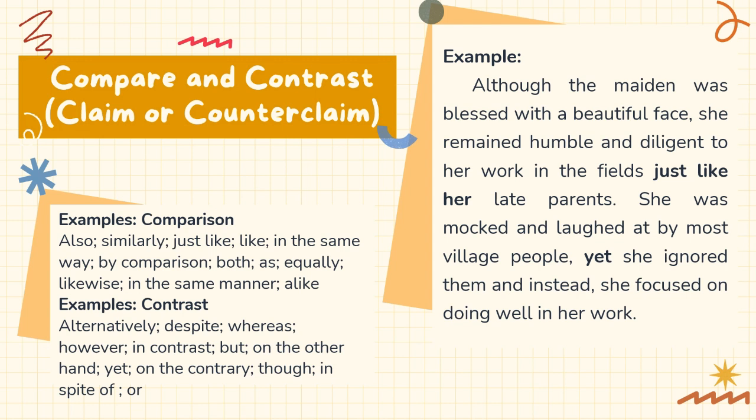Here in the first sentence, we can see the comparison, the similarities of the maiden and her late parents. The grammatical signal used is just like. While in the second sentence, she was mocked and laughed at by most village people, yet she ignored them and instead she focused on doing well in her work. The second sentence showed contrast, and the grammatical signal used is the word yet.